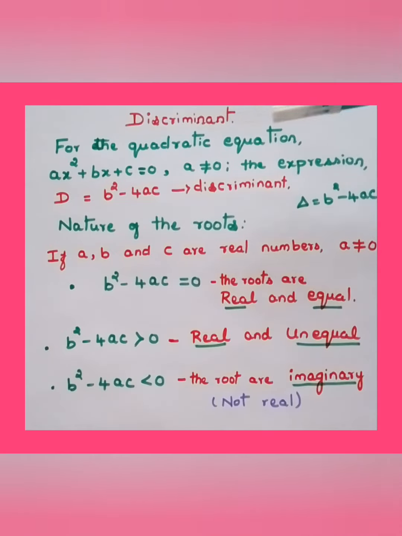For the quadratic equation ax square plus bx plus c is equal to 0, a is not equal to 0, the expression D is equal to b square minus 4ac is called the discriminant. This is also written as delta, the small triangle form. Delta is equal to b square minus 4ac. This is used to find the nature of the roots without actually solving.